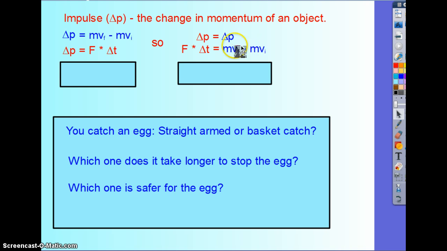So the change in momentum on this side of the equation will be the same regardless of your catching method. But if you catch it with a straight arm, you have a small time. If you catch it with a basket catch, it's a big time. The larger the time, when this is equal, the smaller the force. And that's what you want when you're catching an egg. You want a small force. So which one's safer for the egg? The basket catch is safer for the egg because the time of catching is greater.